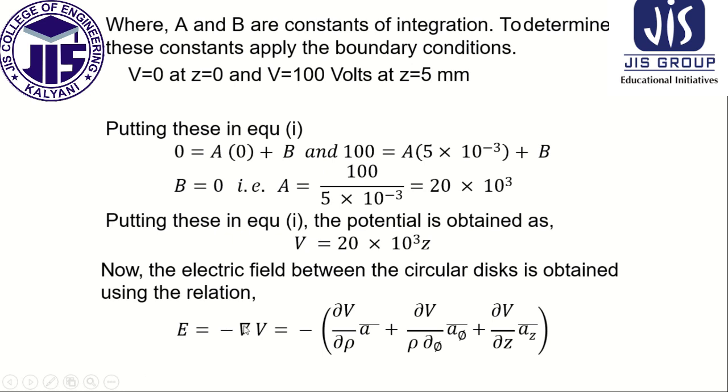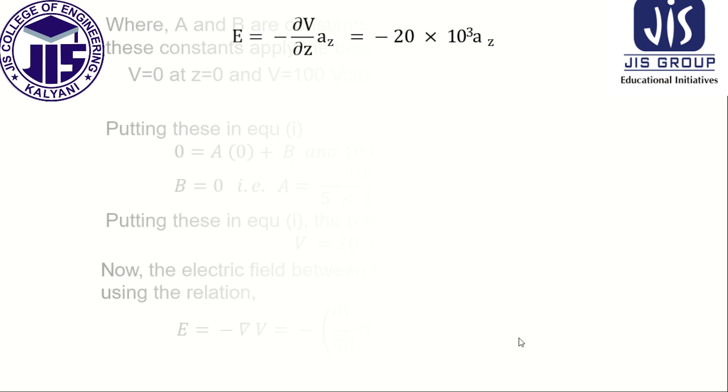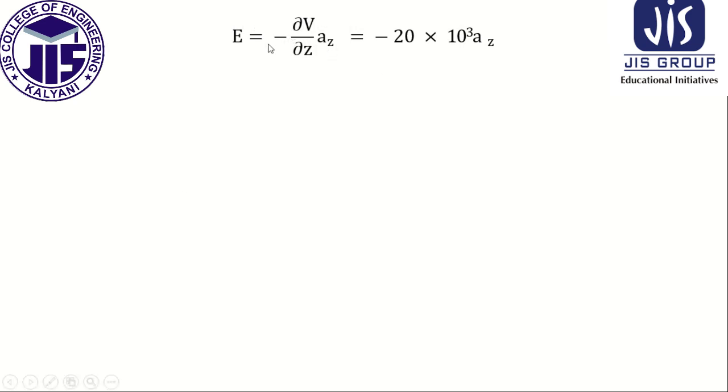Now the electric field E equals minus nabla V. So del V by del rho A rho cap, plus 1 by rho del V by del phi A phi cap, plus del V by del Z A Z cap. So E equals minus del V by del Z A Z, because for the other two coordinates E will be 0. That's why E equals minus del V by del Z A Z cap, which is equal to minus 20 into 10 cube A Z. This is nothing but the value of the electric field E.